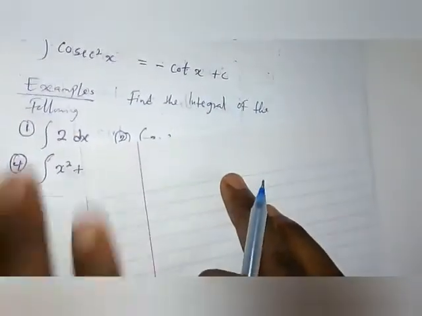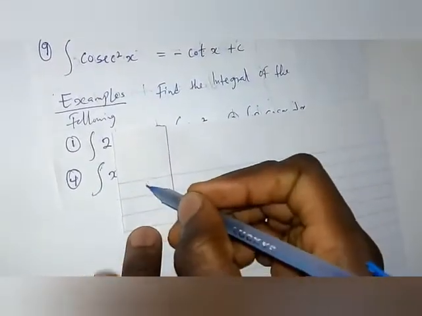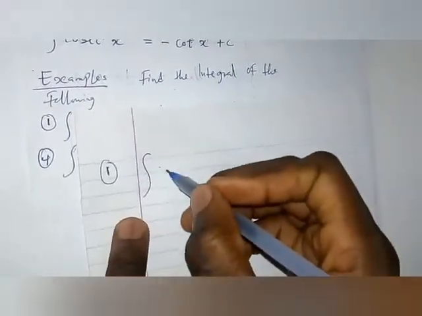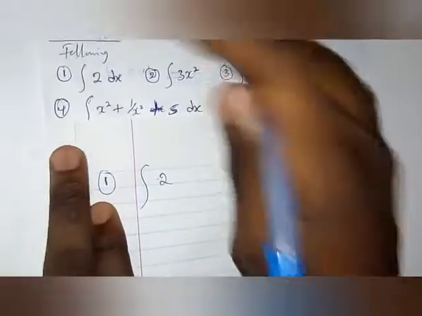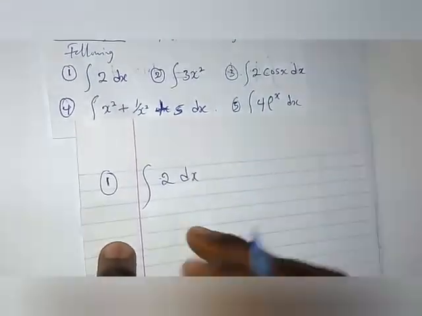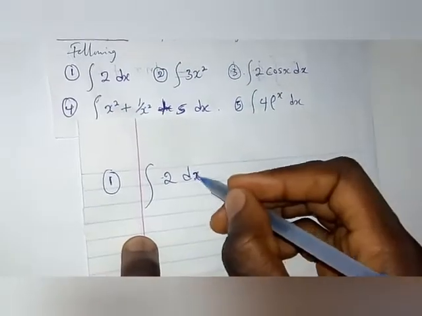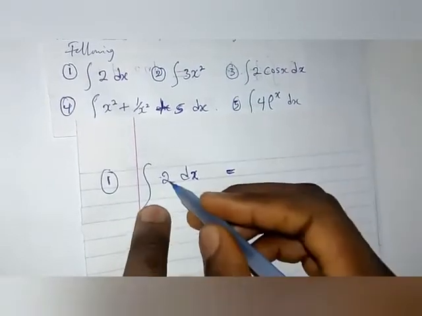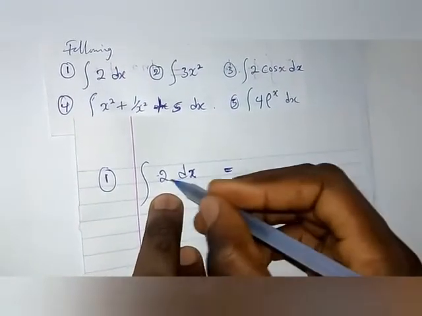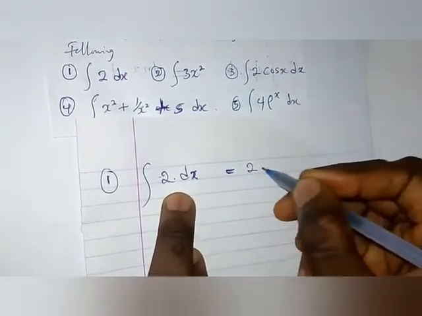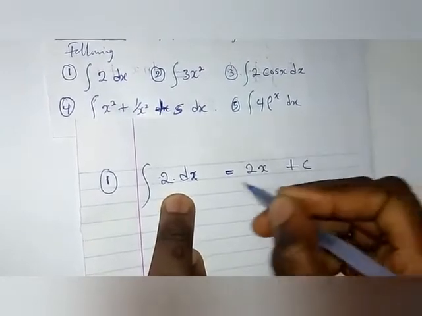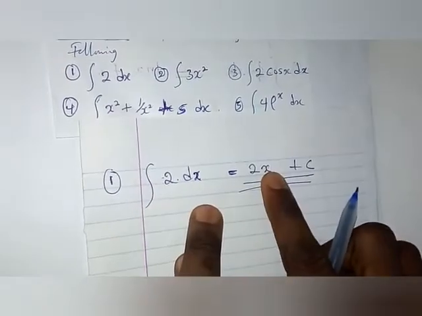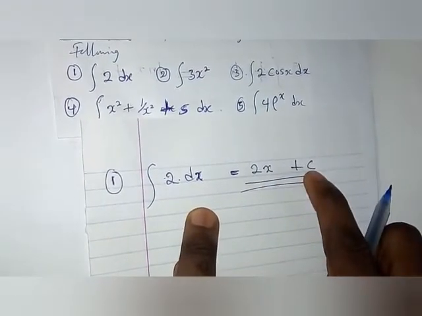So I have number 1. I'll find the integral of 2. Here, if you are to find the integral of 2 dx, the integral of any constant is just to add x to it. So we have 2x plus c. That's the answer for this. So if you are to integrate any constant, just add x to it, plus your habitual constant.